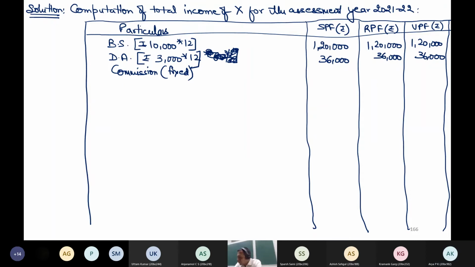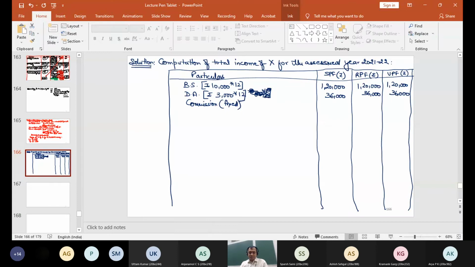Okay, so now you all tell me whether I should write commission here or not. Should I write 31,000 as commission or blank? Because this commission is fixed commission. It is not based on a fixed percentage of turnover achieved by the employee. So should I write blank or should I write 31,000? Hurry up, think and reply. Should I write or not?